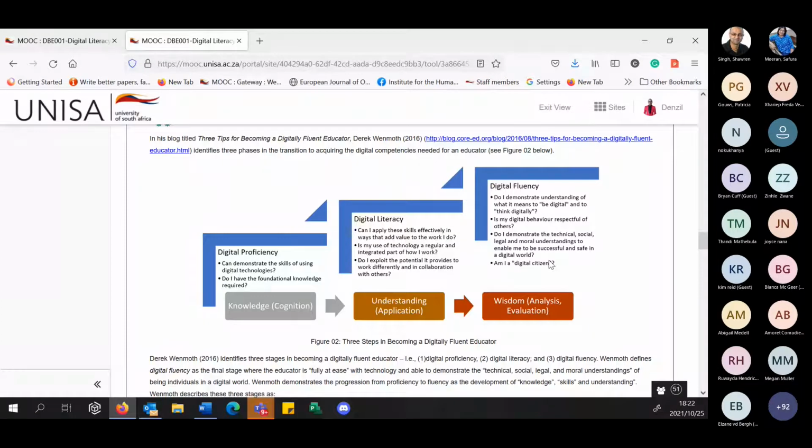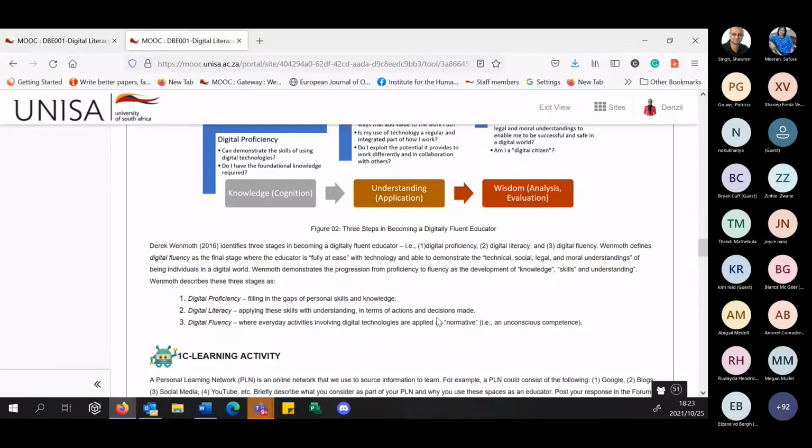So if we look at the 3 stages towards becoming a digitally fluent educator: first, digital proficiency, which is knowledge and cognition; second, digital literacy, the understanding and application; and the third step, digital fluency, which is the wisdom, analysis, and evaluation, right? So here are Derek Wenmott's ideas. He works with Core Education and is one of the consultants pushing forward this type of integration in education.